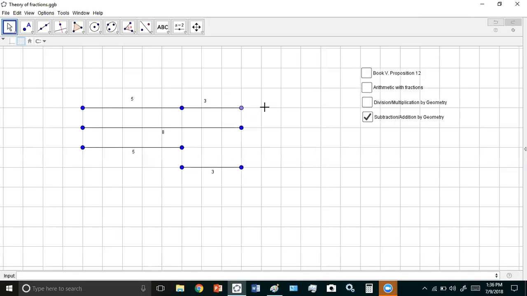Oops, I'm somehow not able to drag that. I don't know why. Strange. All right. I was supposed to be able to drag that, but that's not a problem. That's not a big deal at all.